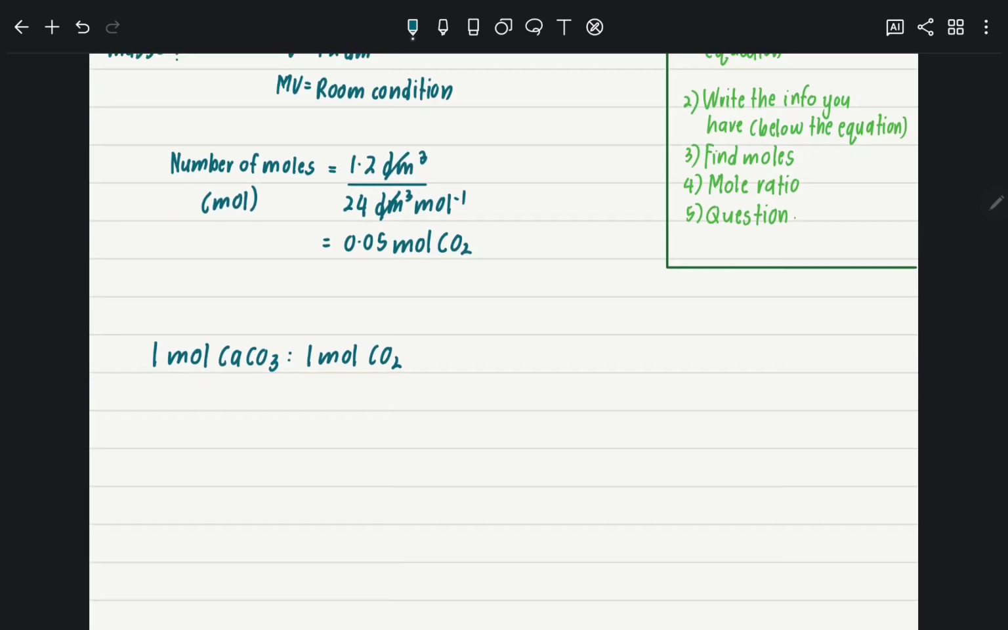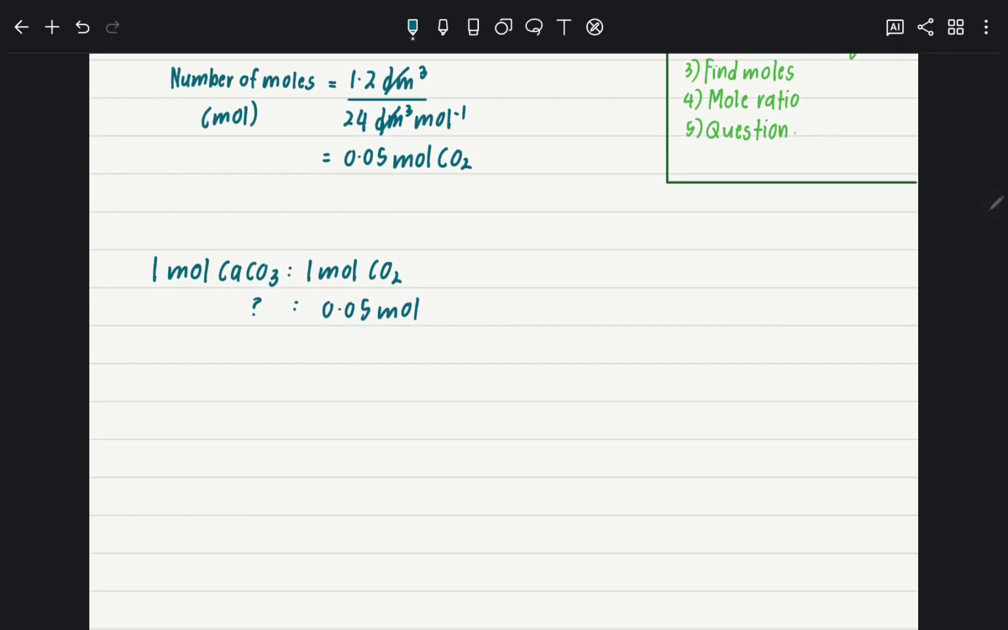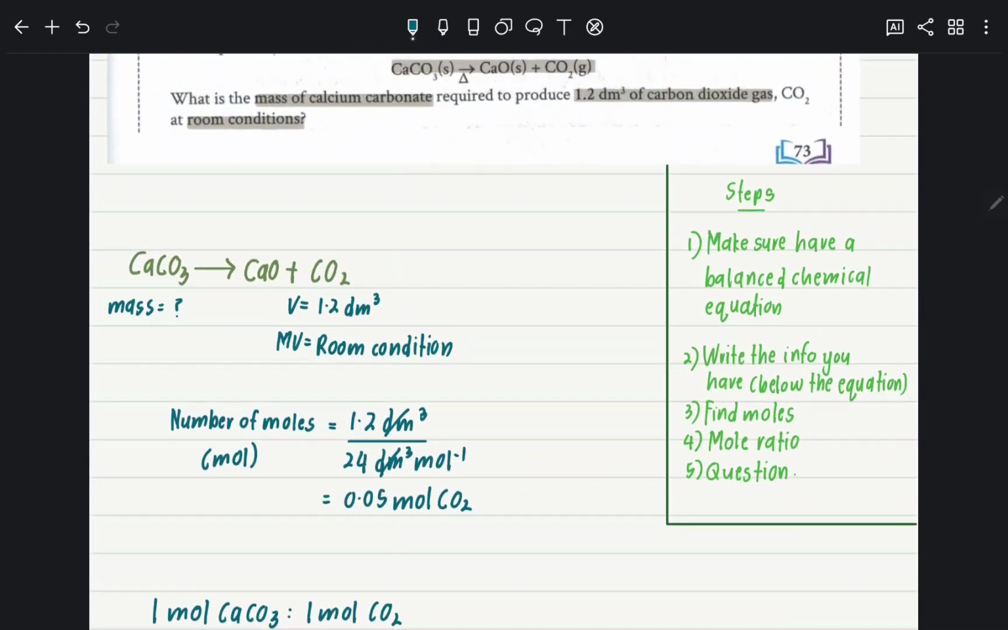Okay. Then in my lab I have 0.05 mole of CO2, right? So I write below here 0.05 mole, and then try to get the number of moles for CaCO3. So you know you can do cross multiplication. So 0.05 mole times 1 divided by 1, nothing happens. So you will end up getting 0.05 mole again, but this one belongs to CaCO3.